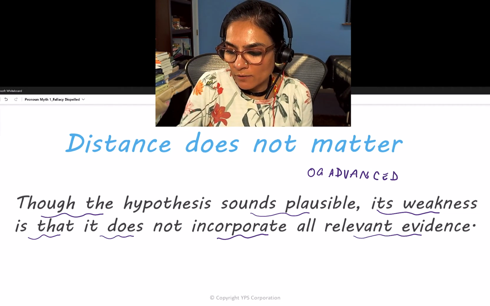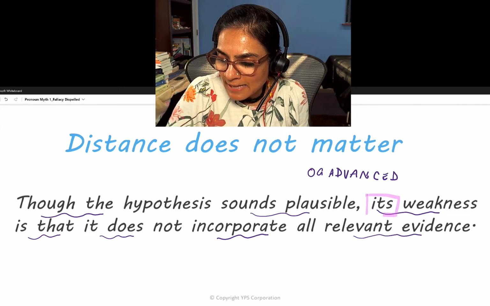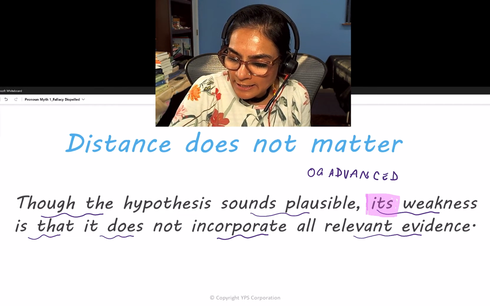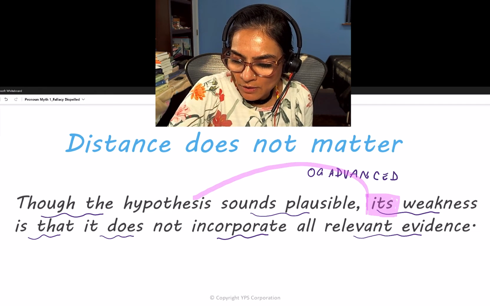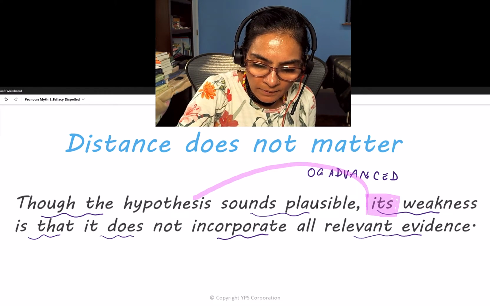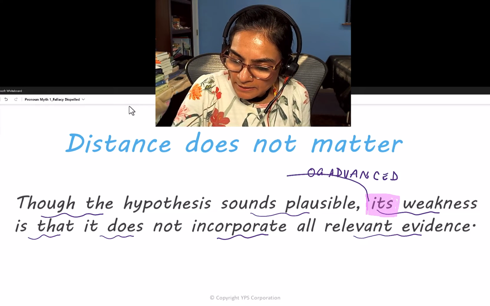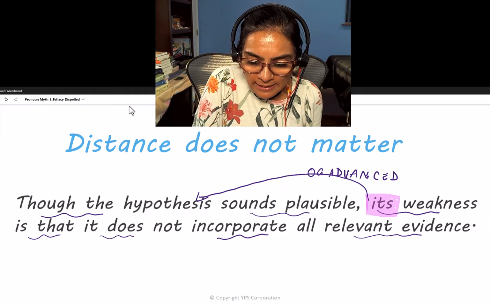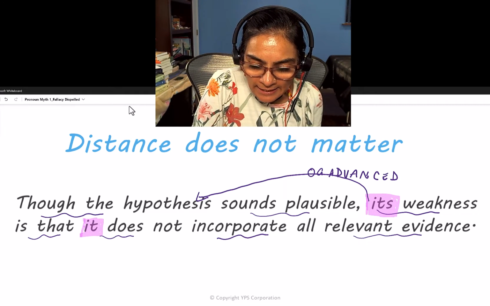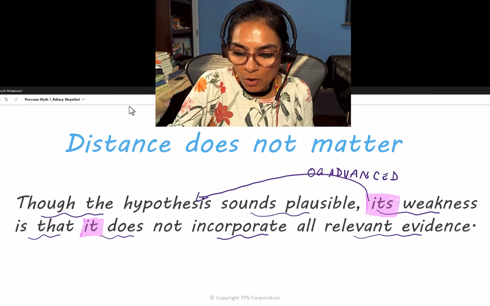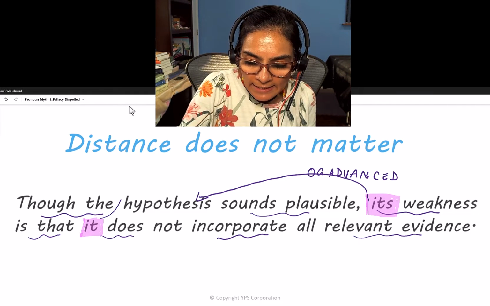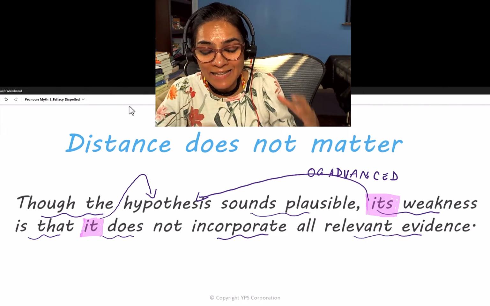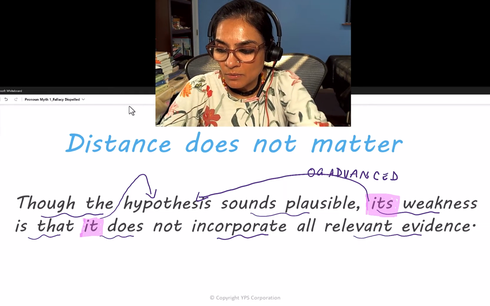So, from the context of the sentence, we can understand that the sentence is talking about the weakness of the hypothesis. Sorry about that. It is the hypothesis that has the weakness. Another pronoun that we find in the sentence is it. It does not incorporate all relevant evidence, and once again, it is the hypothesis that does not incorporate all relevant evidence, and that is this hypothesis's weakness.